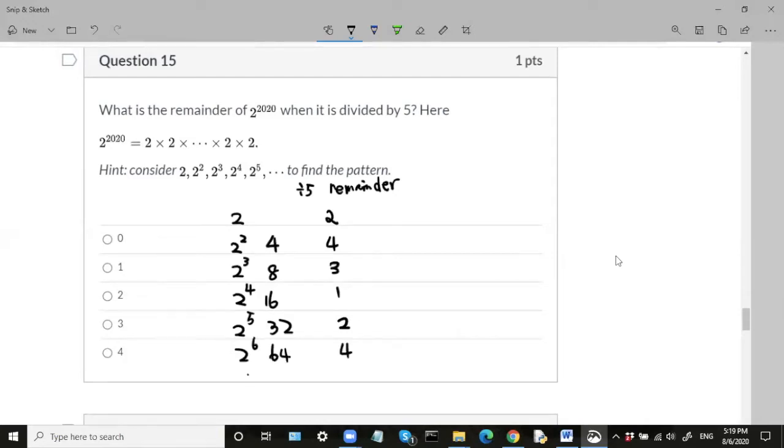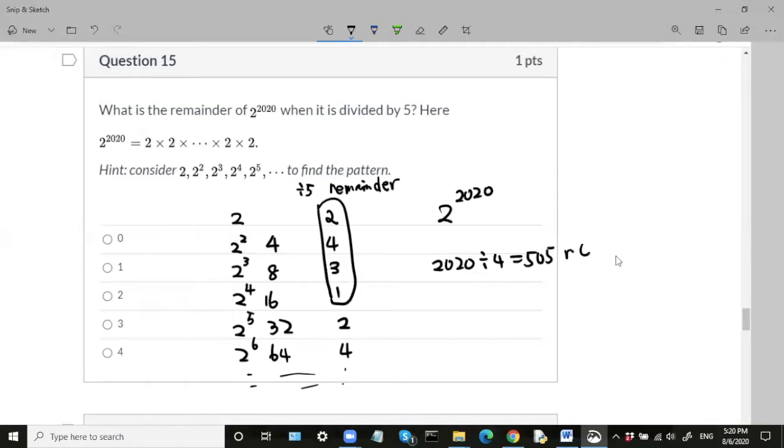So far we can find the pattern: every 4 numbers the remainders repeat, 2, 4, 3, 1. We have 2 to the power of 2020, so we just use 2020 divided by 4, it's 505, and the remainder is 0. That means this pattern is repeated 505 times, so the last number, the remainder, is 1.